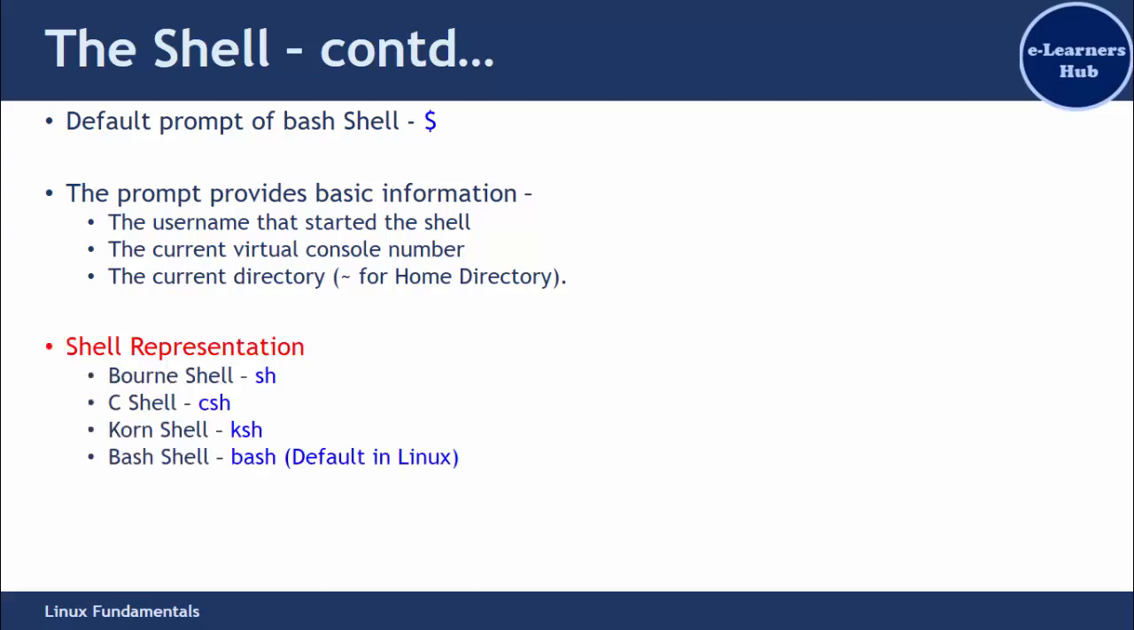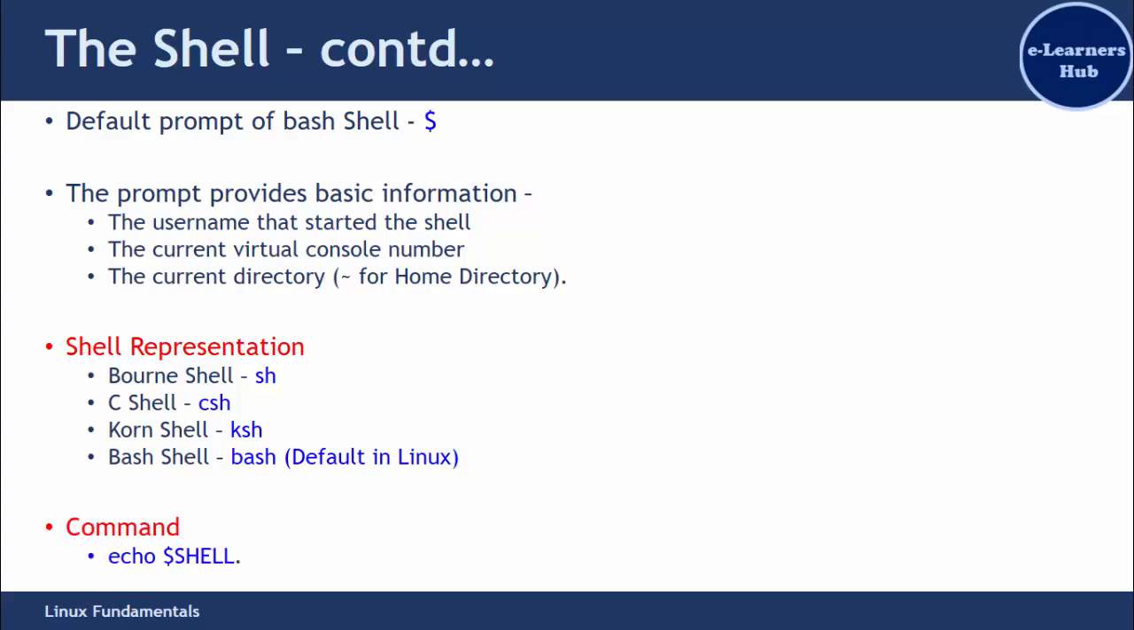There are different representations for the shells. Bourne shell is represented as sh, C shell is represented as csh, Korn shell is represented as ksh. And Bourne Again shell, that is the bash shell that you see, is the default shell in the Linux operating system.